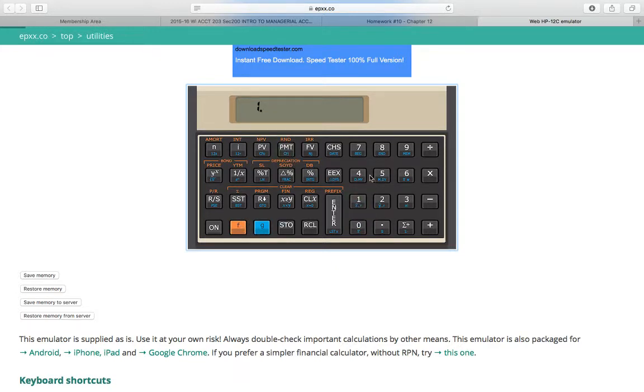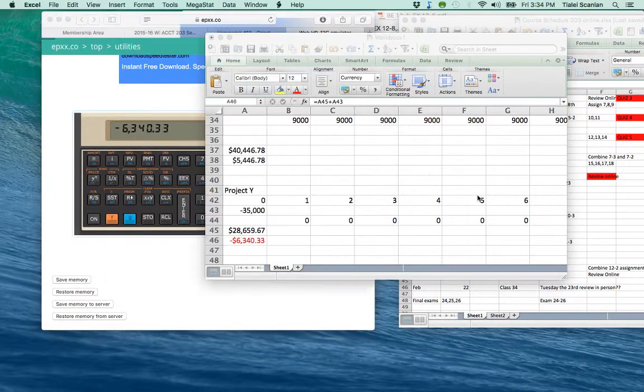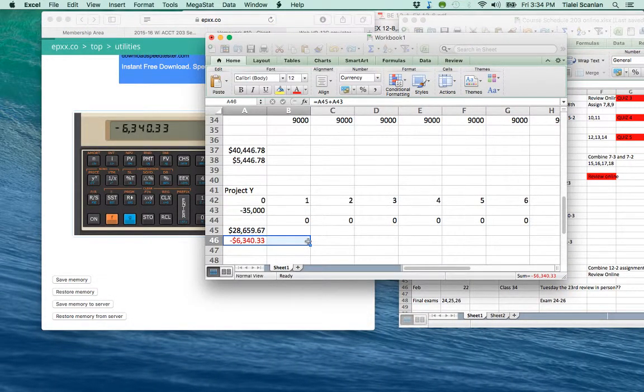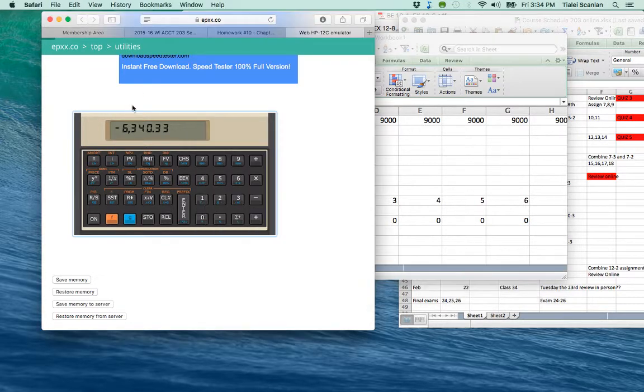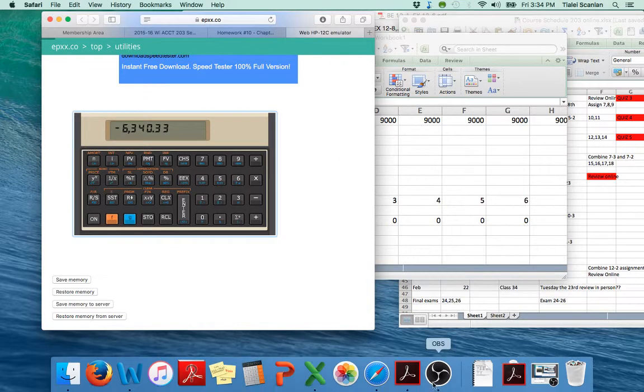And still the same rate of return, 18%. I just put in 18 and then the I, so I got everything in. Now I'll do my NPV. Negative 6,340 and 33 cents. So it's exactly the same in Excel or in your HP 12C. So that's just problem 12-6, and you would choose Project X, even if you did it with your calculator or if you did it with Excel.